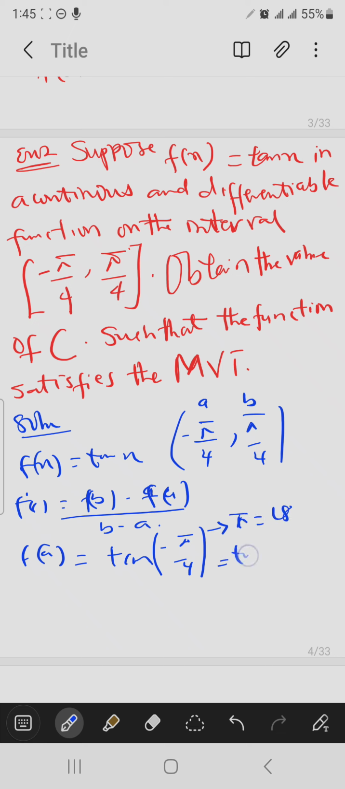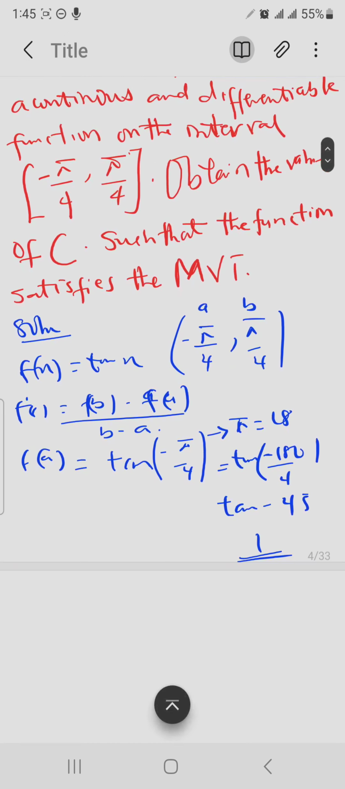So this one will now be tan of minus 180 over 4. That's what it means. So minus 5 minus, this one will be tan of minus 45. Tan of minus 45 will go to what? 1. We are done with that.